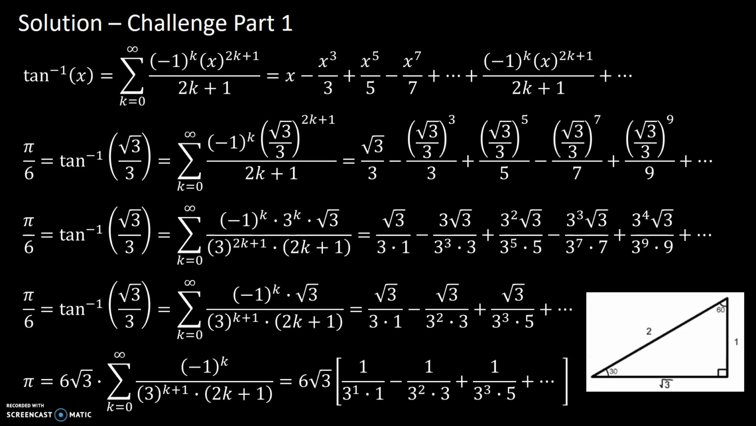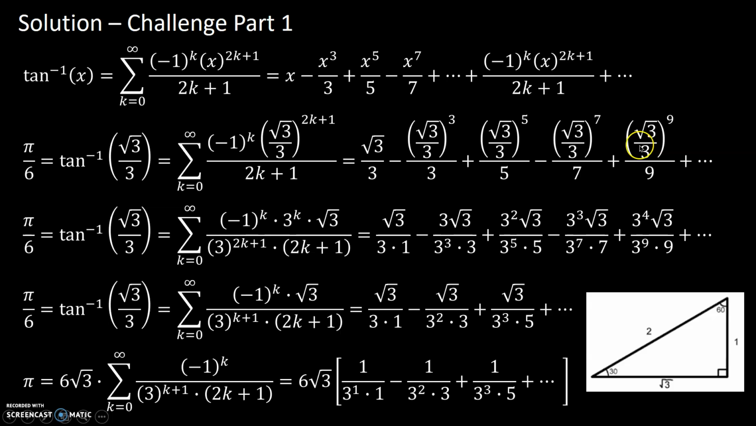Now for the challenge. Challenge part 1, the same idea. We're going to use that arctangent series. And this time, I'm looking for a value of x that I can plug in that is going to give me a value of pi. So if I use this now 30, 60, 90 triangle, well, the arctangent of 1 over root 3 is 30 degrees, or pi over 6. 1 over root 3 is root 3 over 3, and the arctangent of that is pi over 6. So that means I can plug root 3 over 3 in for every x.